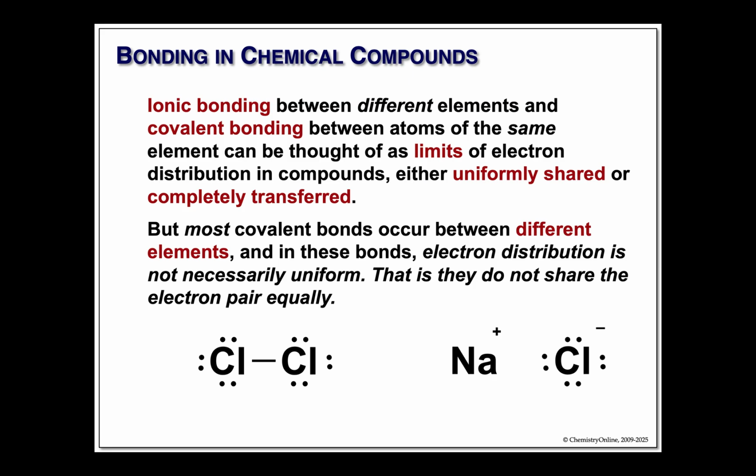Most covalent bonds are somewhere between something like this, where we have perfect sharing because it's the same atom, and this where we have no sharing at all. Most covalent bonds are somewhere in the middle.